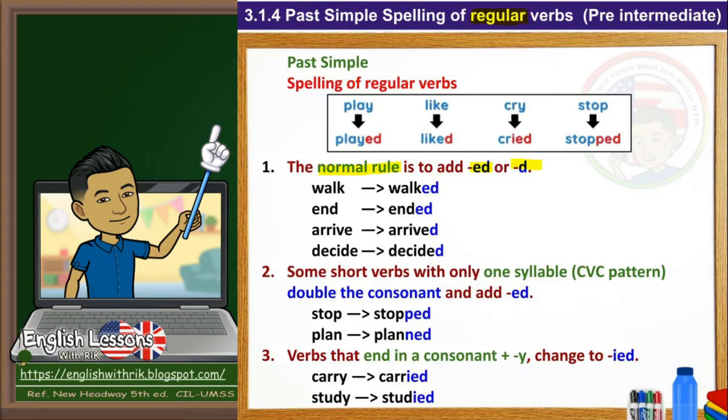Some short verbs with only one syllable double the consonant and add ed. Stop, stopped. Plan, planned. Verbs that end in a consonant and y change to ied. Carry, carried. Study, studied.